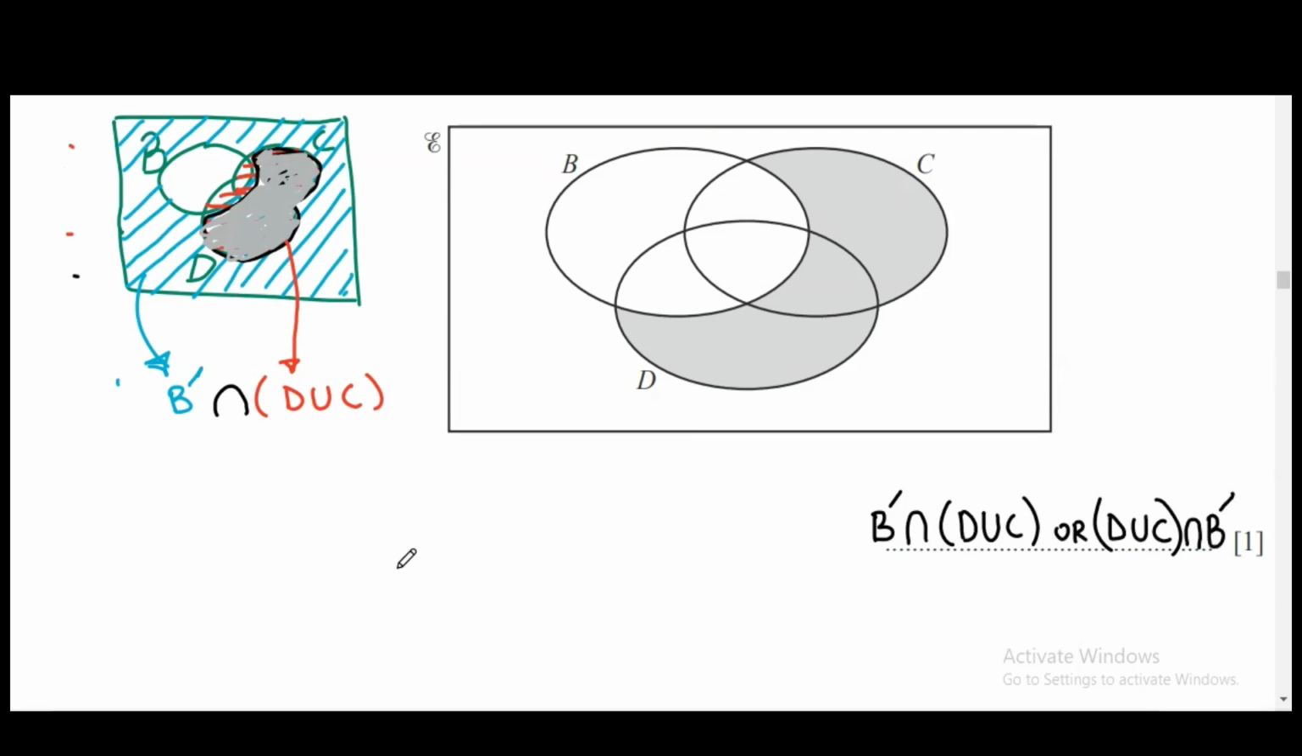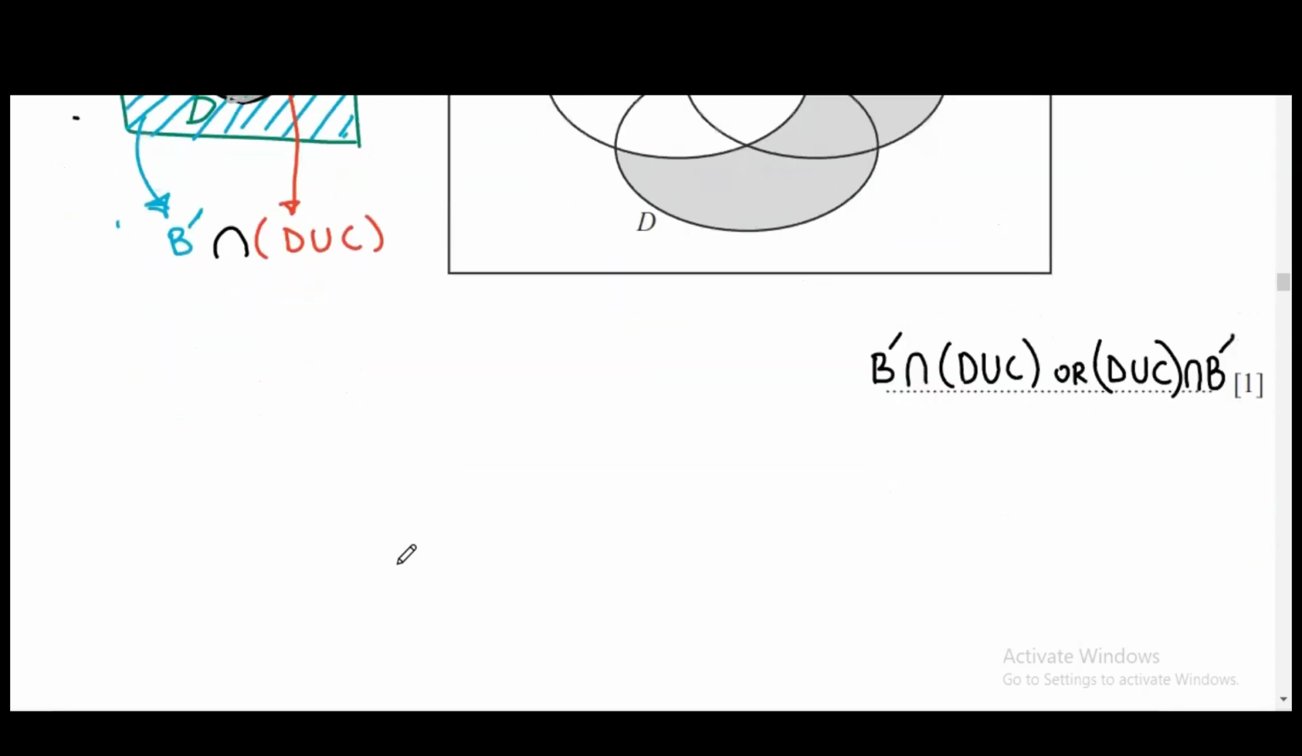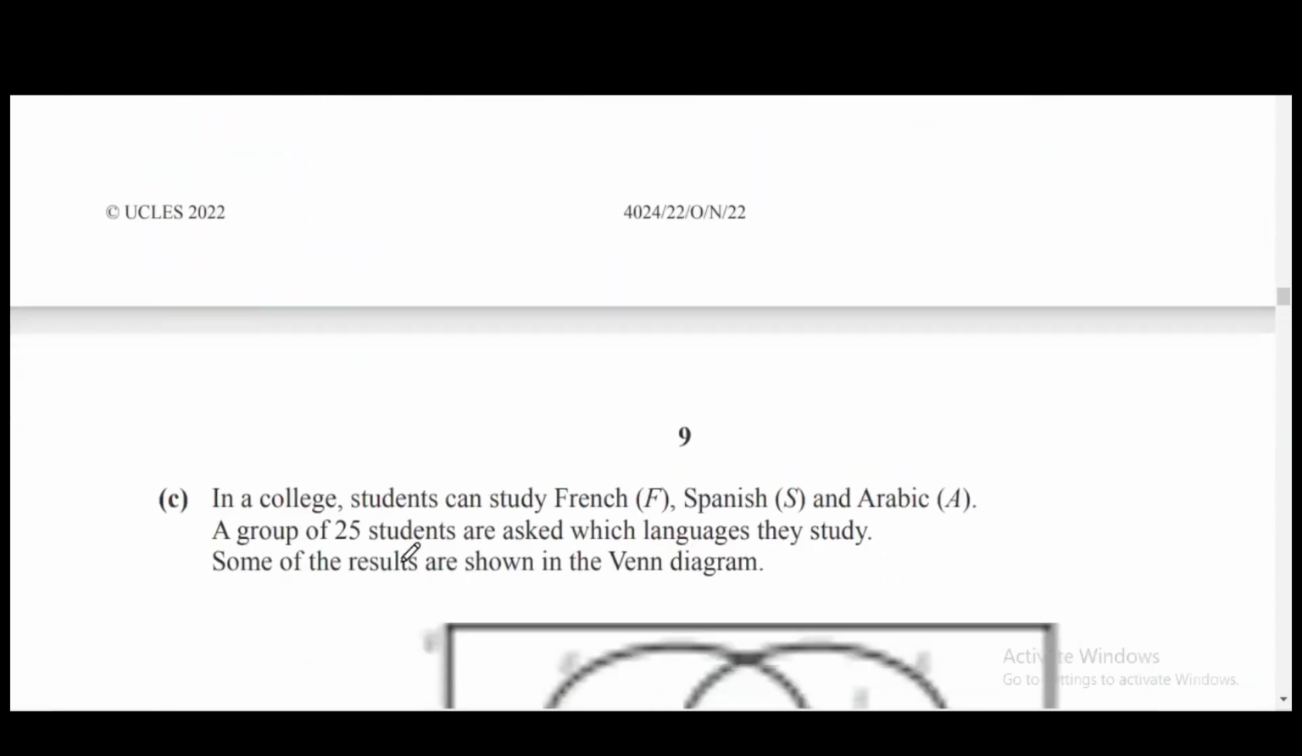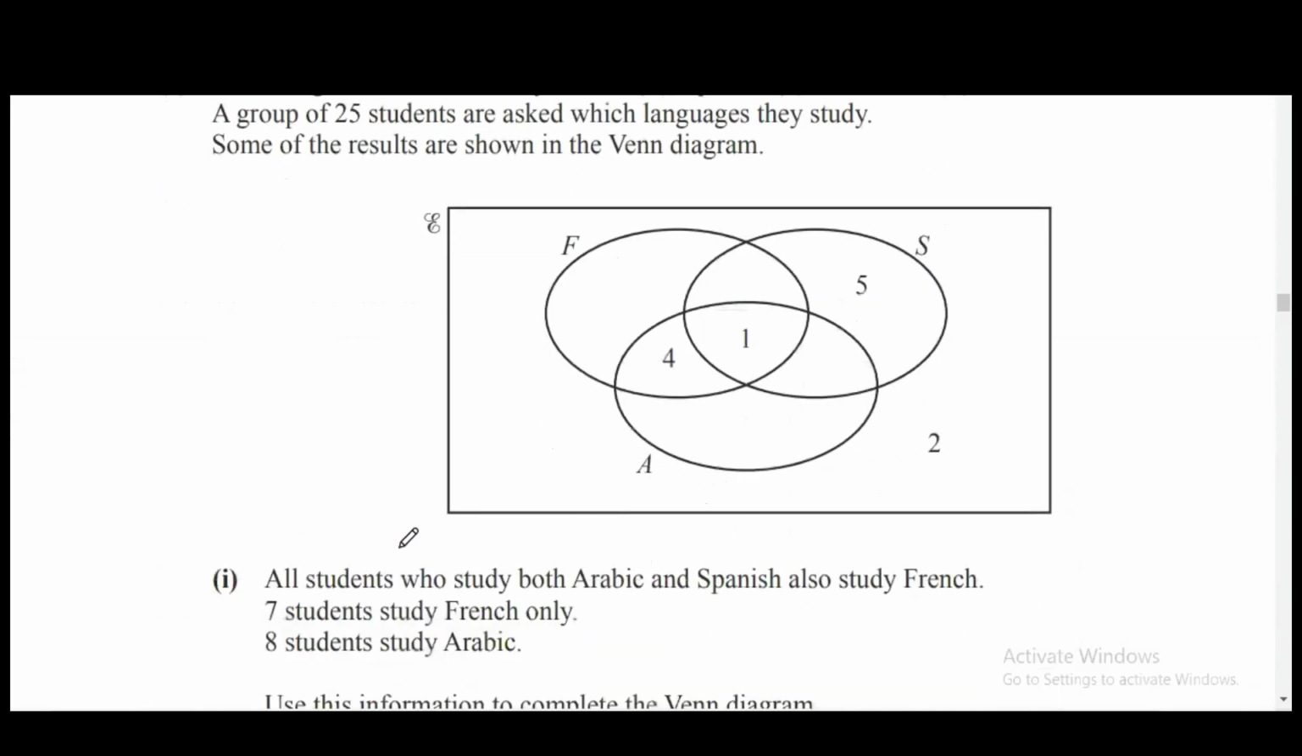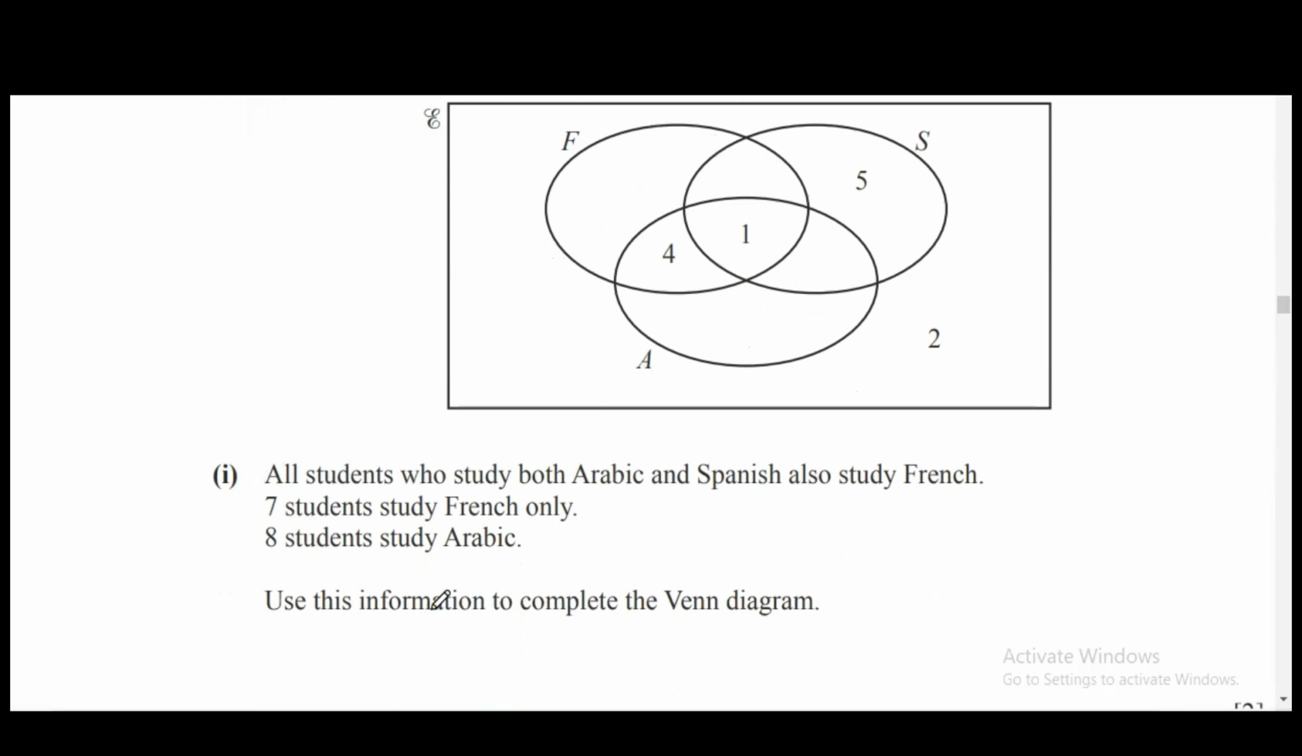Now part C. There is a Venn diagram here, and the information is: in a college, students can study French, denoted by F, Spanish, denoted by S, and Arabic, denoted by A. A group of 25 students are asked which languages they study. Some of the results are shown in the Venn diagram. You have to use this information to complete the Venn diagram, writing down some integers.